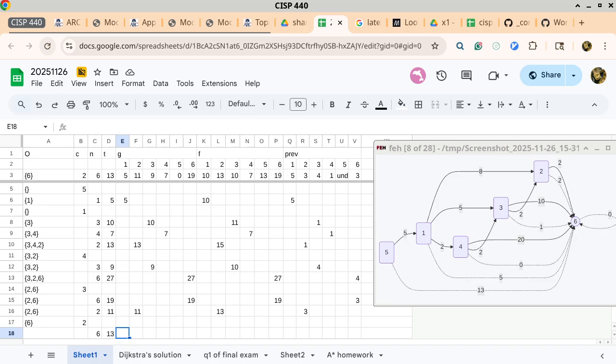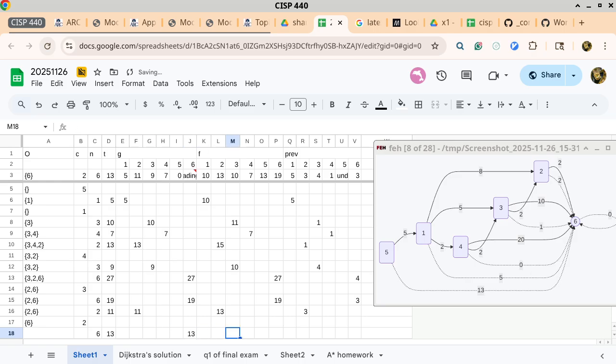Okay. So that 13 is here, and we are asking, did we just find a shorter path to vertex 6? G of 6 is 19, and the length of the new path that we discovered is 13. So yes, we found a shorter path again to the destination. So we have a bunch of stuff to update again.